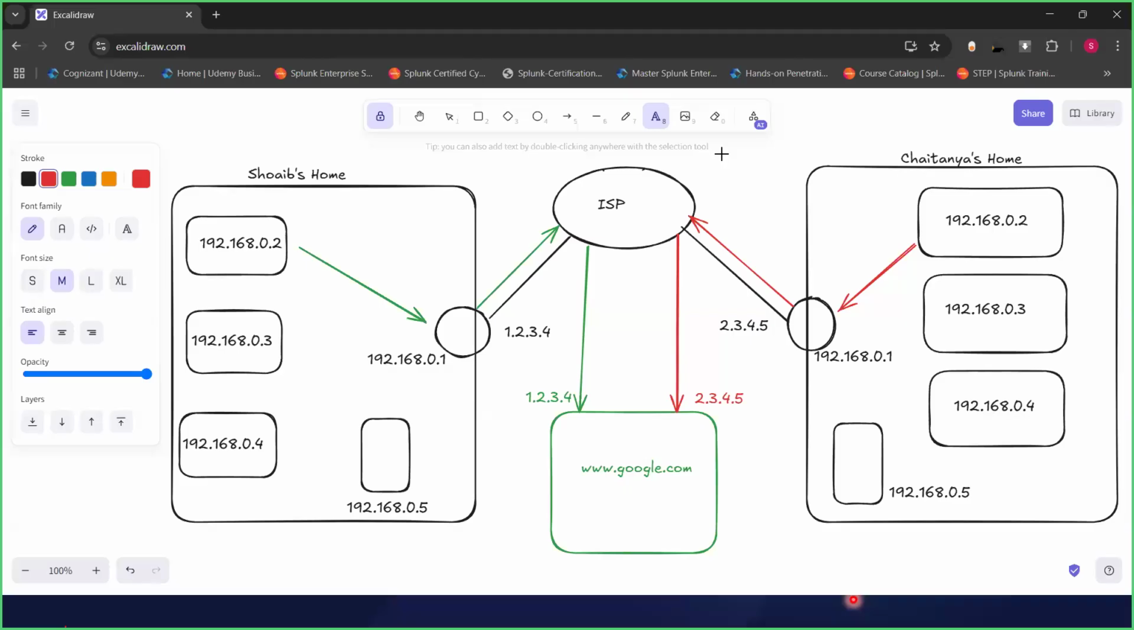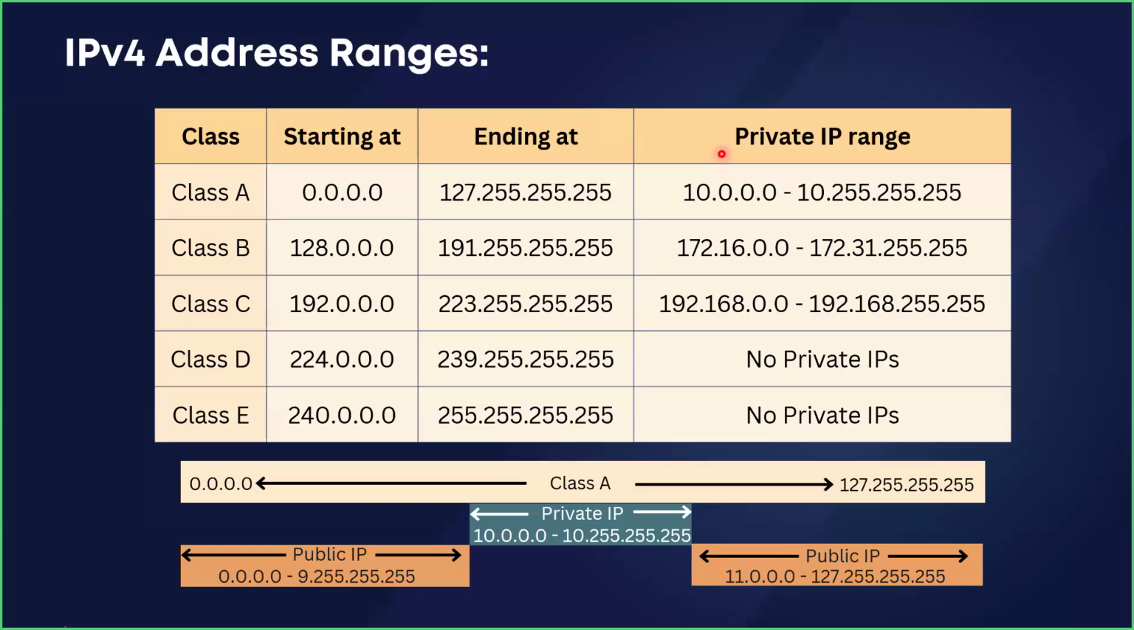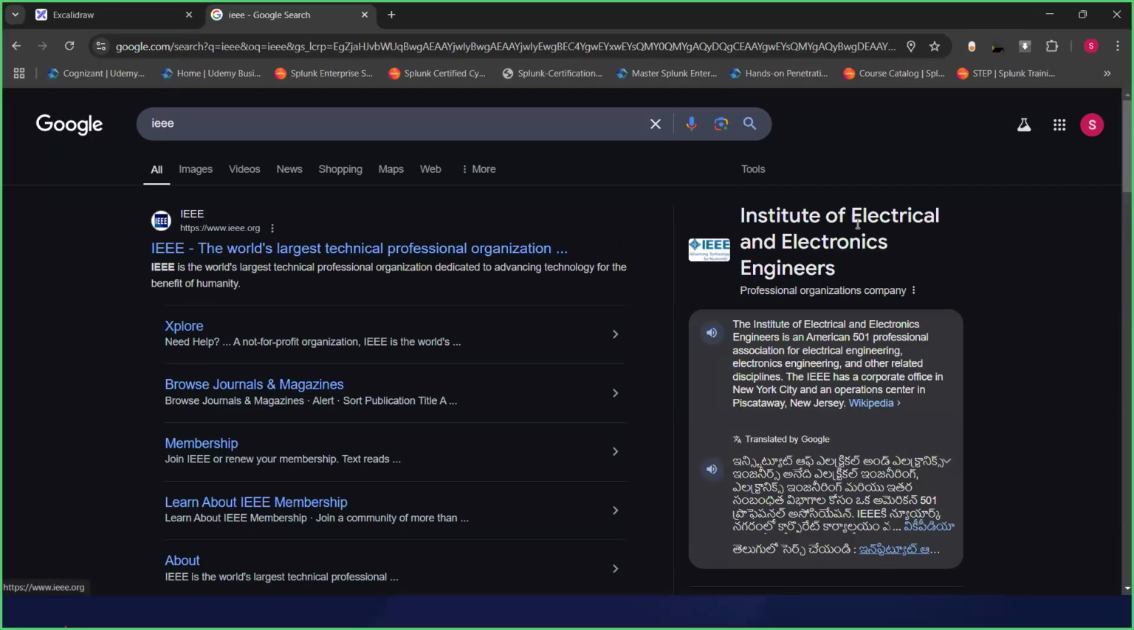Initially built by the military. So there's a specific range. No, we'll talk about that also. So you can either manually assign them or you can get it automatically as well from a server called a DHCP server. But these ranges, again, were fixed by an organization called IEEE. I think it stands for Institute of Electrical and Electronics Engineers or so.